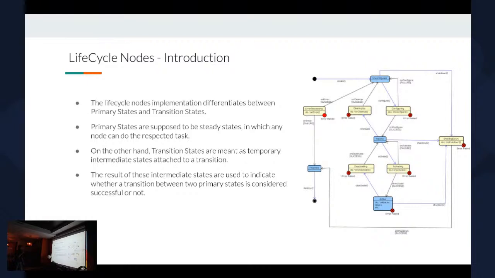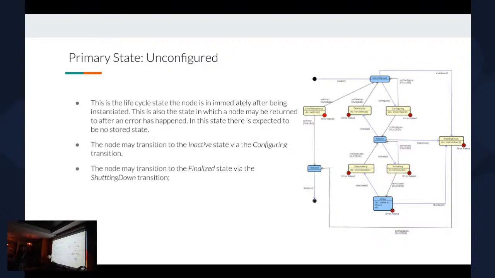And as I was explaining, the result of these transition nodes are used as a return in order to change between the different nodes that you have. We have here the primary state unconfigured, and the unconfigured state is the state in which every single node starts, every single live node starts.